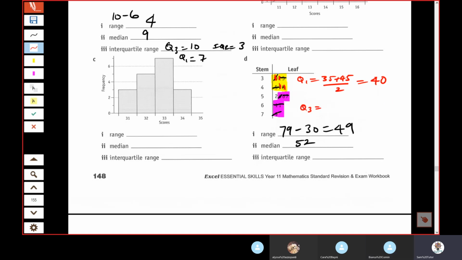Q3. Cross out the 9, cross out this 54. Cross out this 61, cross out this 56. Q3 is between 57 and 61. Again, divided by 2. That's what? 118, 57 plus 61. 59. And therefore, IQR equals 59 take away 40, which is 19.